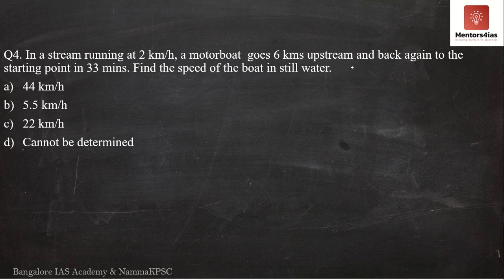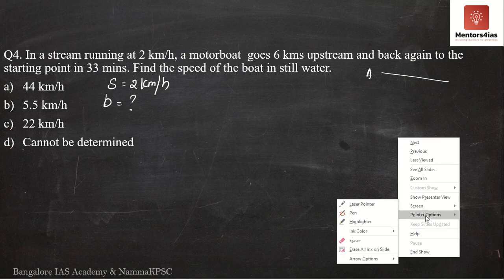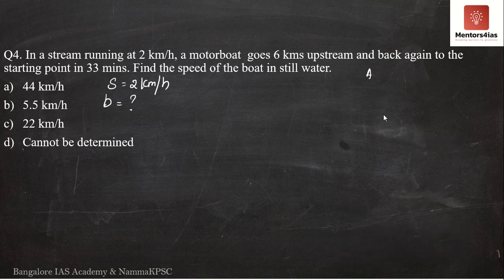So the speed of the stream is what? It is 2 kilometers per hour. Speed of the boat we have to find out. Now the question is saying a motorboat goes 6 kilometers upstream. Say for example we are going from A to B. Now the distance is equal to 6 kilometers.